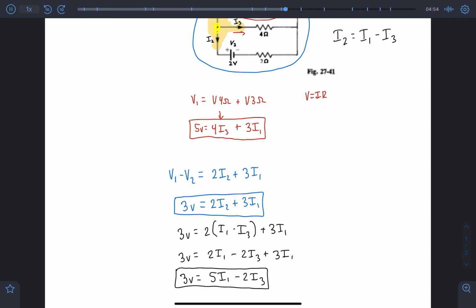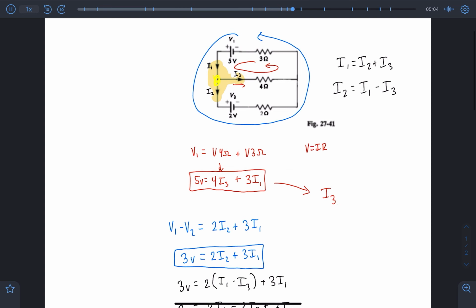Finally, we've got 2 equations and 2 unknowns. And at this point, we can just isolate one variable and solve. You can do this any way that you'd like, but I'm going to start by isolating I3 in the top equation. So I can get that I3 is equal to 5/4 of a volt minus 3/4 I1.